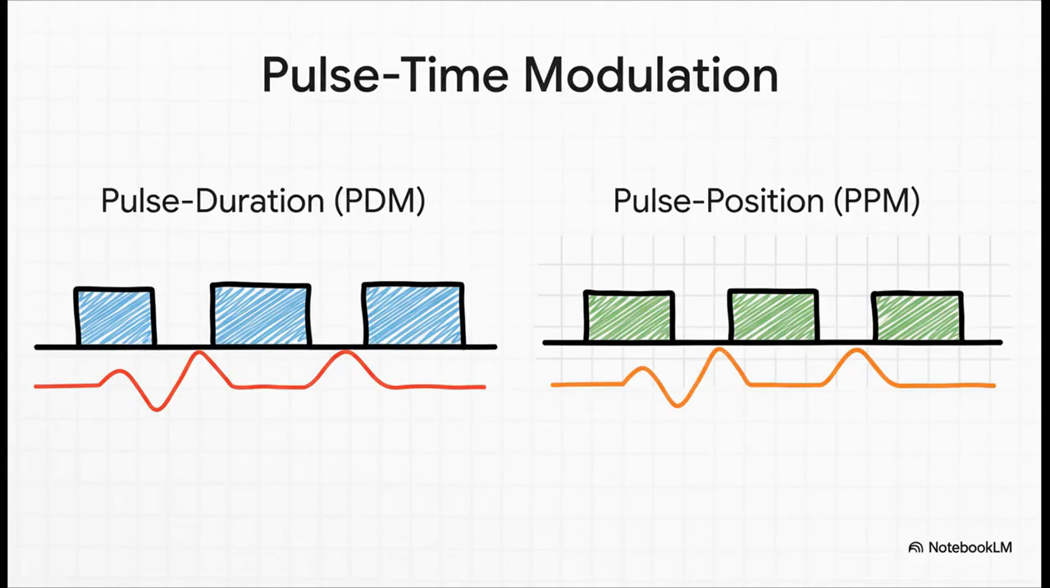So how do we get around PAM's big weakness? Well, we use something called pulse time modulation, or PTM. And this idea is really clever. We just make all the pulses the exact same height, so amplitude doesn't matter anymore. And instead, we hide the information in their timing. We can do this in two ways. We can vary how wide each pulse is, which is called pulse duration modulation, or we can vary its exact position in time, which is pulse position modulation. Now that the pulse height is totally irrelevant, the signal is way more resistant to noise.